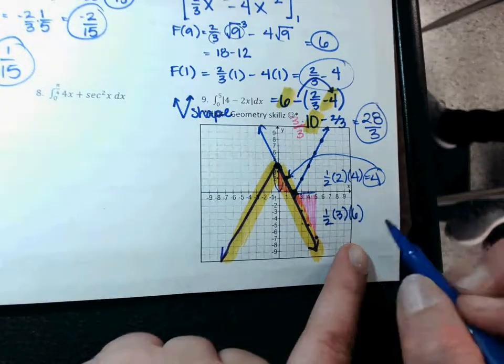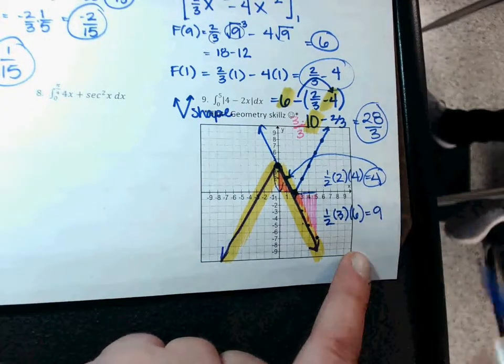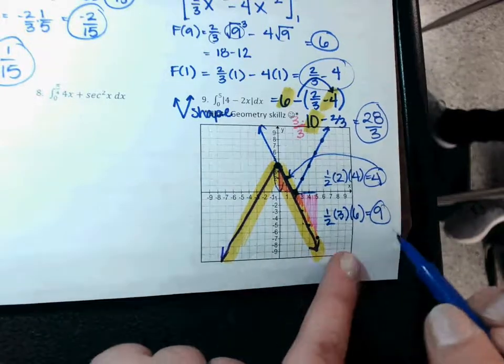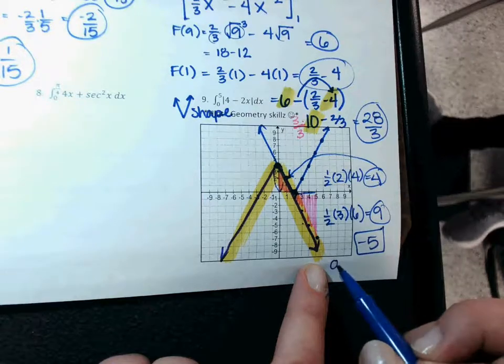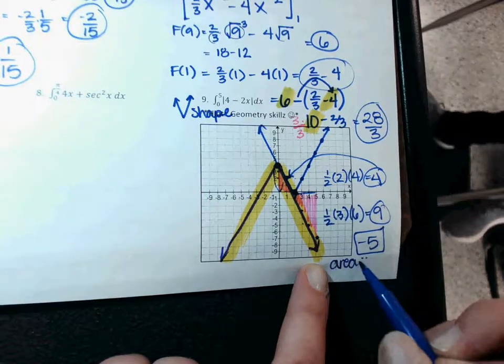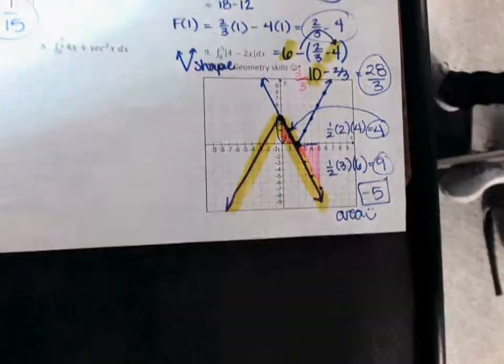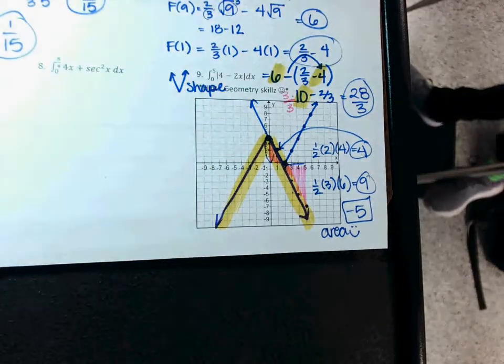Okay, and that'd be 18, cut in half is 9. So then it'd be 4 minus 9, which would be negative 5 overall. Okay? And then we will finish up tomorrow.